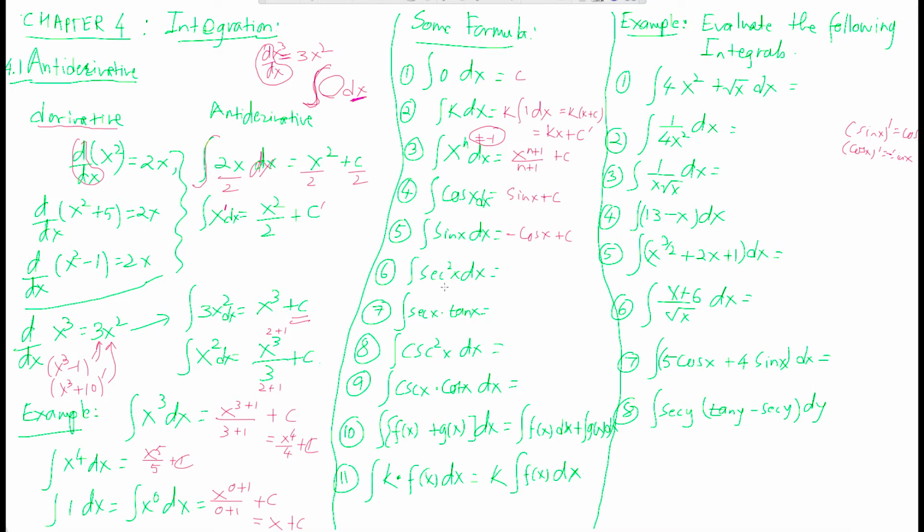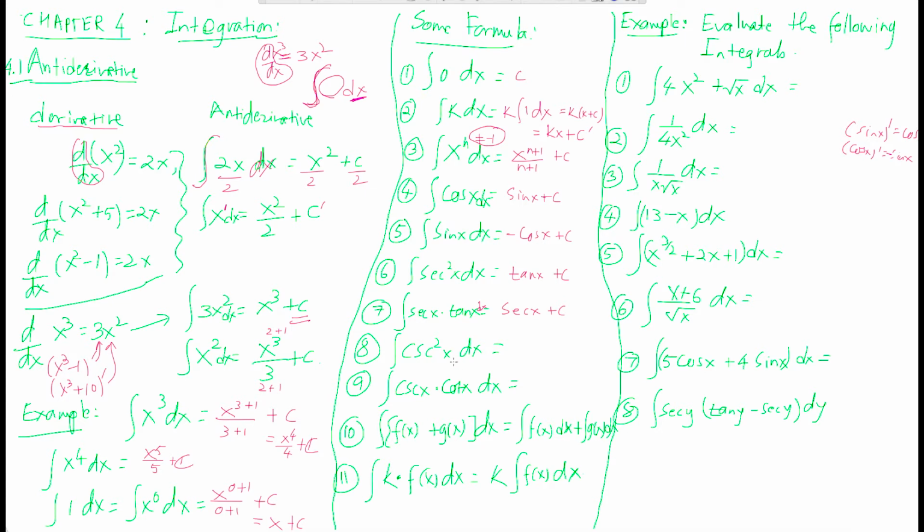So who remembers which derivative is secant squared? You're right, the derivative of tangent x plus c is secant squared. How about secant tangent? The derivative of secant x plus c is secant tangent. That's why the antiderivative of secant squared is tangent. Antiderivative, oh, I forgot dx here. I need to write that dx here. So the antiderivative of secant x tangent x is just secant x.